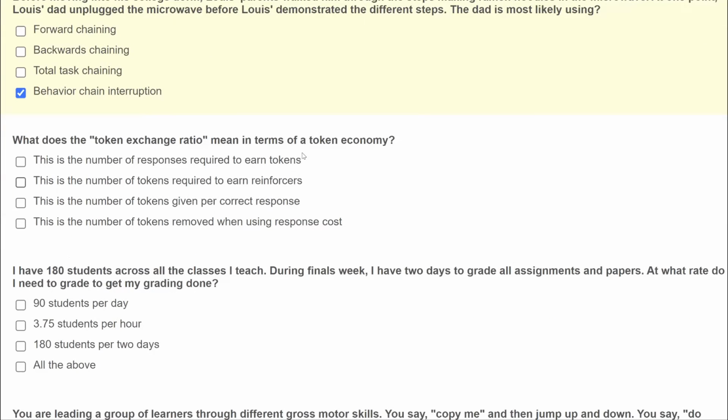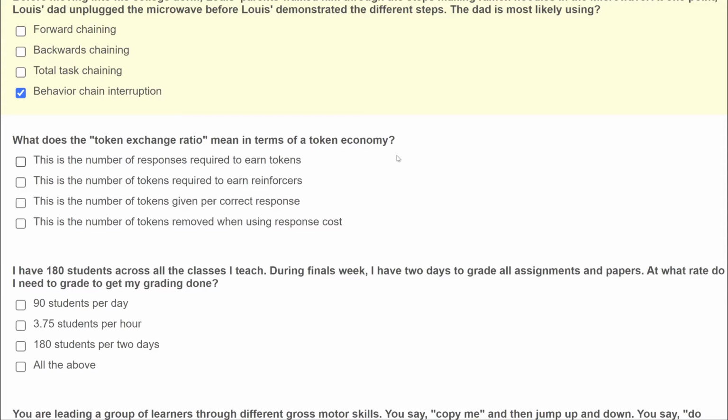What does the token exchange ratio mean in terms of a token economy? You might hear token exchange ratio in your work. You all know what a token economy is, hopefully. If not, we need to go back and review our token economy basics. And if we have a token exchange, what are we doing? Well, we're earning our tokens, and the whole idea is we earn tokens, and then we exchange them for backup reinforcers. It basically functions as money. You earn money, you exchange them for goods. In a token economy, you earn tokens, and you exchange them for your backup goods.